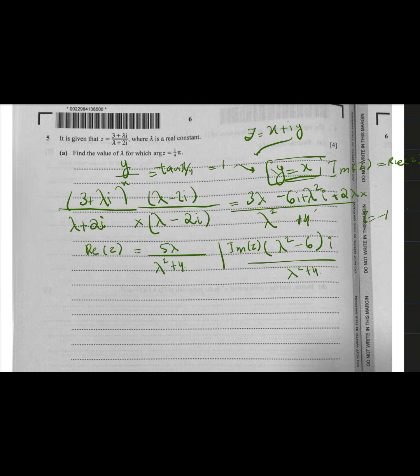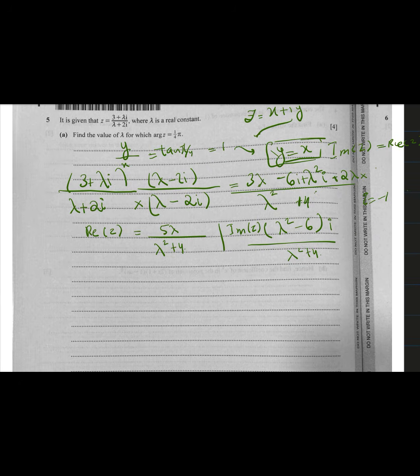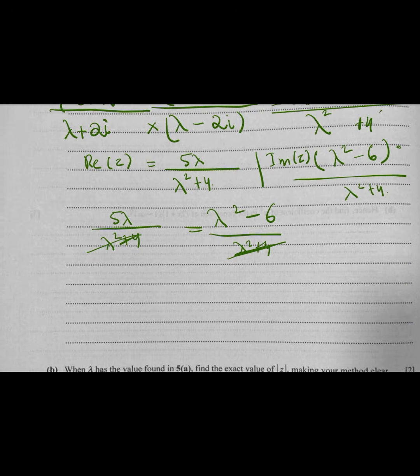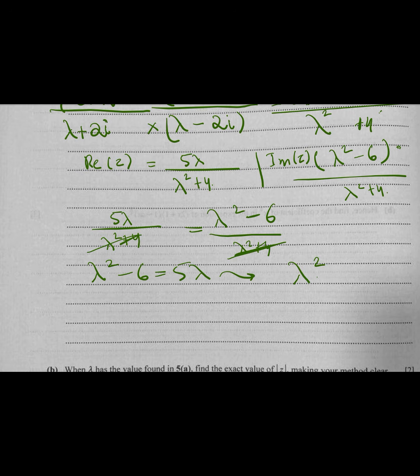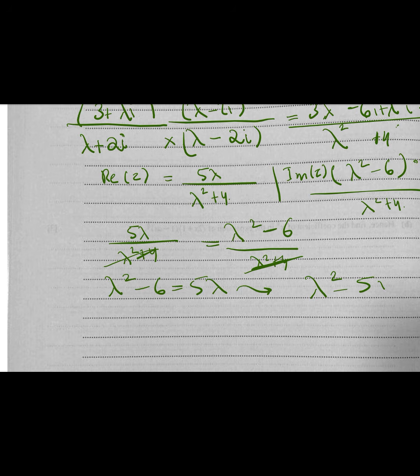Now we can equate both of these, since we derived that in the first equation. So 5 lambda divided by lambda squared plus 4 is equal to lambda squared minus 6 divided by lambda squared plus 4. We can remove lambda squared plus 4 from both sides, since it's a constant, so lambda squared minus 6 equals 5 lambda. So lambda squared minus 5 lambda minus 6 will be equal to 0.